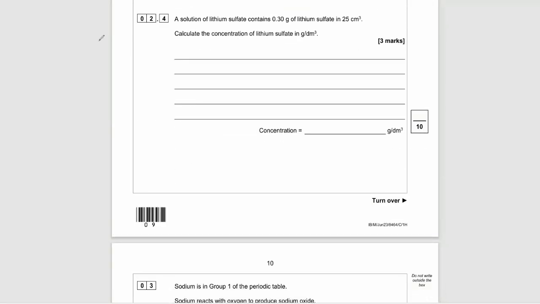A solution of lithium sulfate contains 0.3 grams of lithium sulfate in 25 centimeter cubed. Calculate the concentration of lithium sulfate in grams per decimeter cubed. Once again, bust out the highlighter, helps me with this. Now, there are 2 ways to do this. You can kind of do a mental maths way, or you can use the mass concentration and volume way, which is what I prefer.